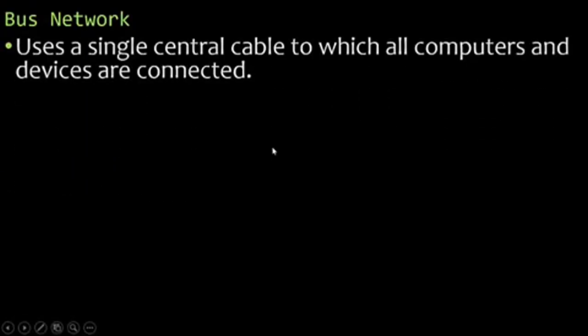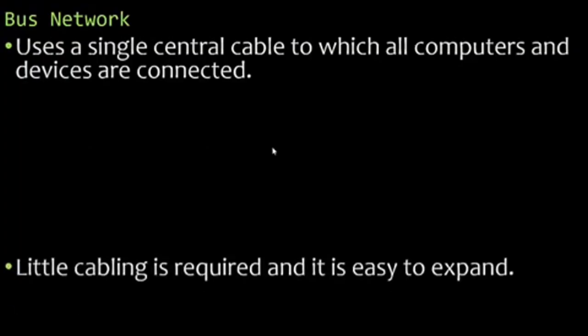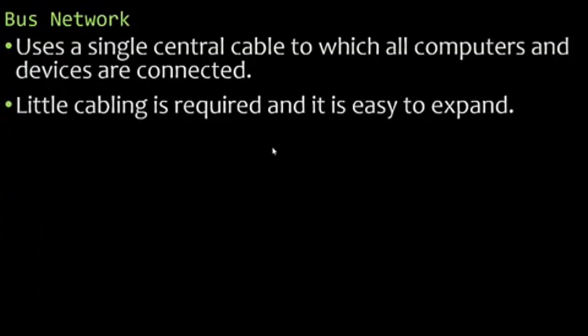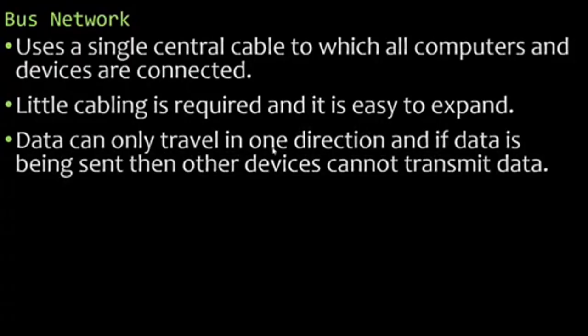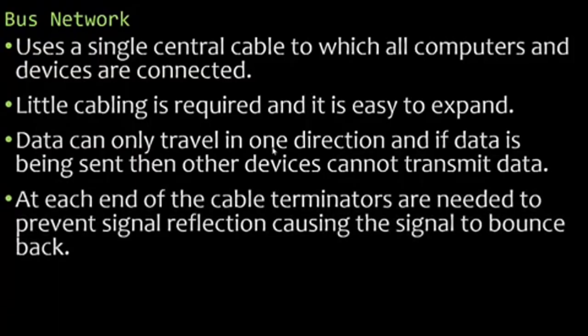So let's talk a little more about the bus network and make sense of this picture. It uses a single central cable to which all computers and devices are connected. Little cabling is required and it's easy to expand. If you have room on the cable, you can add a device. Now, data can only travel in one direction, and if data is being sent, then other devices cannot transmit data. So if we did not have those terminators on the end of the bus line, whoever sends the first message, it'll do that infinitely until we either disconnect all the systems and shut it off and restart it, but that's not beneficial at all. We don't want it to just bounce around back and forth. Now, at each end of the cable, terminators, which we just talked about, are needed to prevent signal reflection, causing the signal to bounce back.